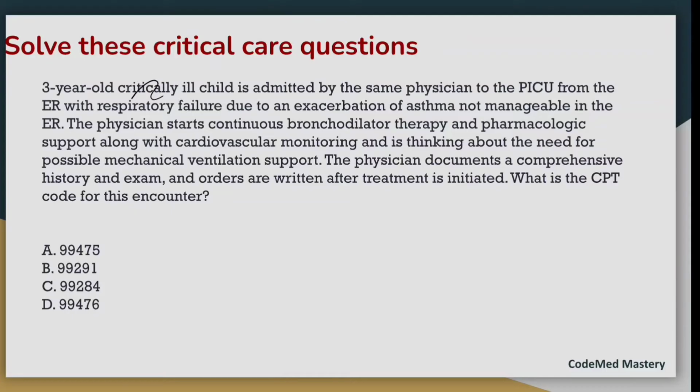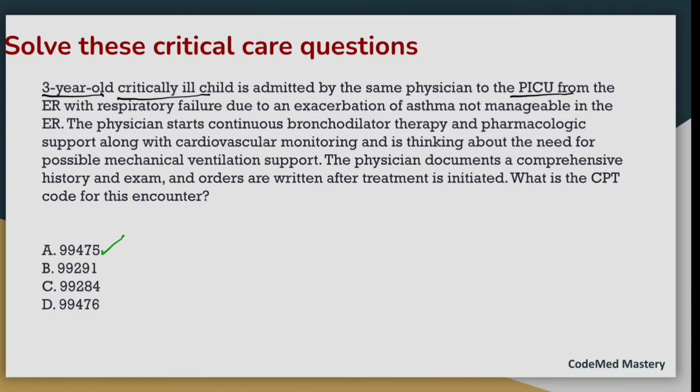So the main thing you have to see is critically ill child and he is admitted by the same physician to the PICU. So it means that it is a critical care question related to inpatient service because here admission is taking place and the child is 3-year-old. So let us check the code 99475. 99475 is for initial inpatient pediatric critical care per day for E&M of a critically ill infant or a young child 2 through 5 years of age. So our age is 3-year-old and it is a critical care inpatient service. So this code is matching with the question. So our right answer is option A itself.